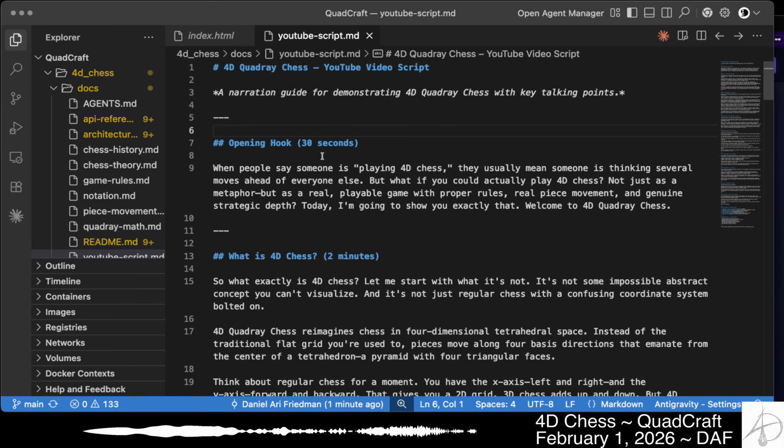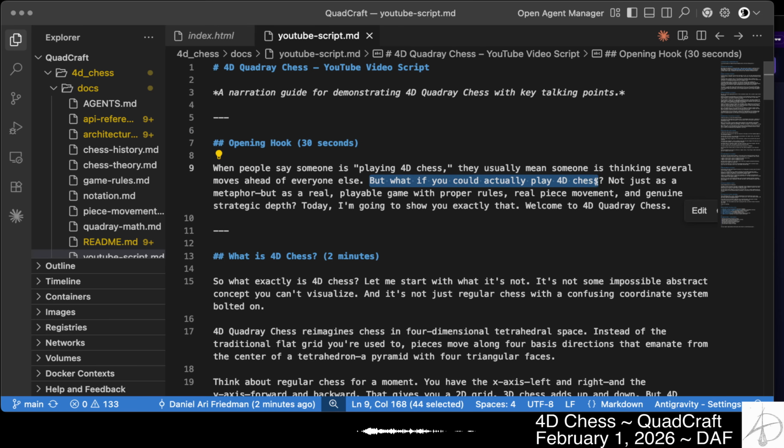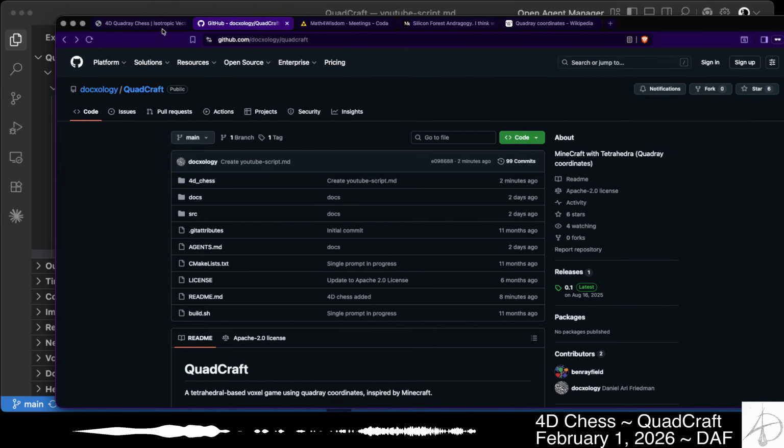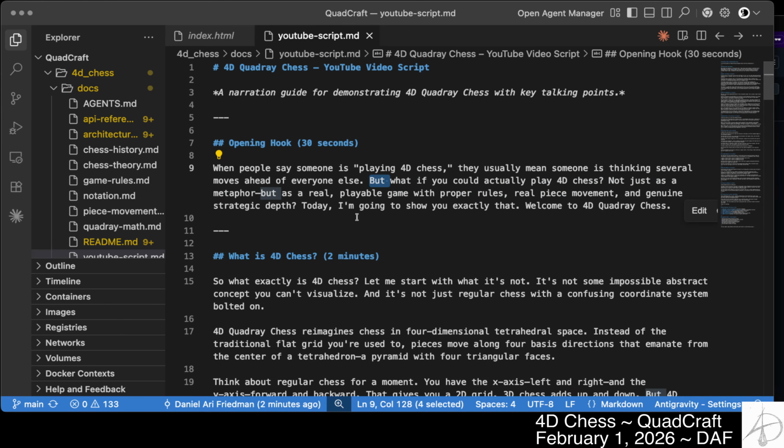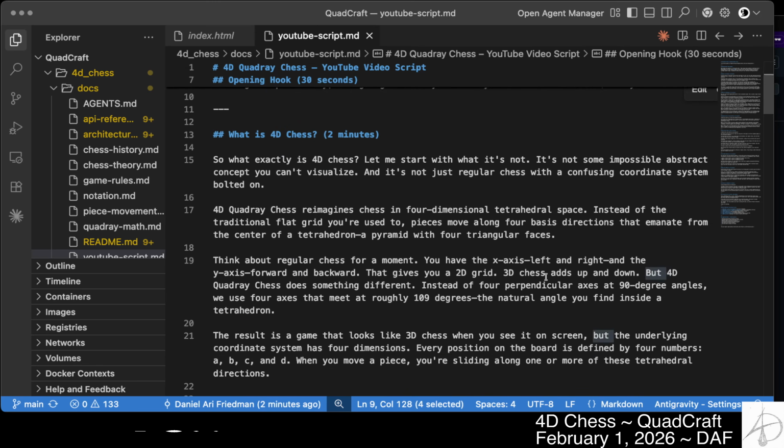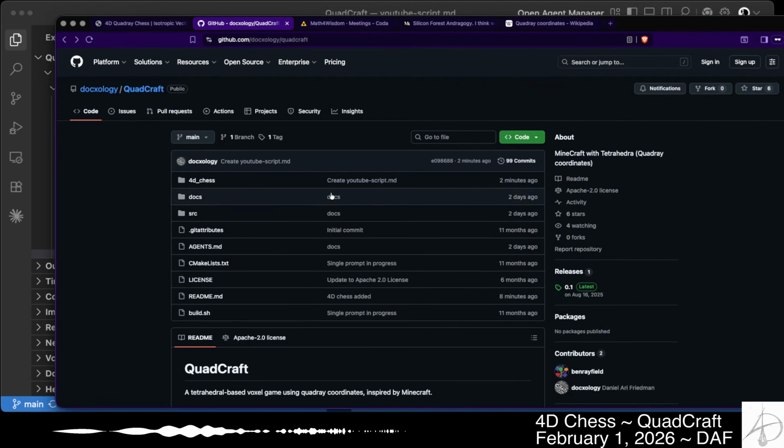When people say someone is playing 4D chess, they usually mean someone is thinking several moves ahead of everyone else. But what if you could actually play 4D chess? Not just as a metaphor, but as a real playable game with proper rules, real piece movement, and genuine, open source, strategic depth. Today, I'm going to show you exactly that. Welcome to 4D Quadray chess.